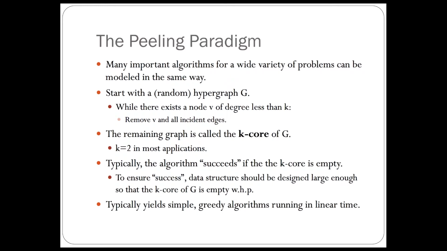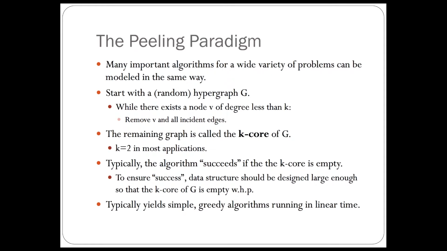You repeatedly do the following. While there exists a node V of degree strictly less than k, where k is some parameter of the algorithm, you remove V and all of its incident edges. This removal may well create new nodes of degree strictly less than k, so you can just iterate. At some point, you're either going to remove all of the nodes and you're done, or you'll get stuck. There are no nodes of degree less than k, and you can't go any further. If you get stuck, the remaining graph is called the k-core of G.